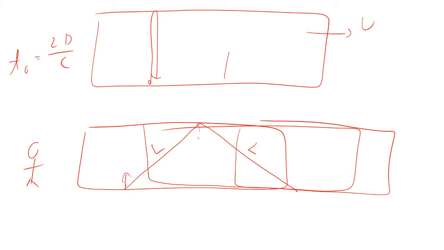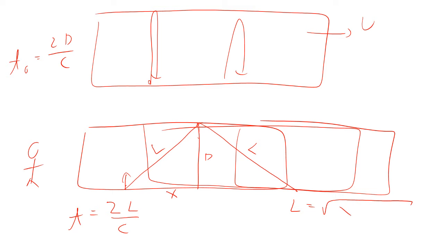If the box is not moving, then we know the time is going to be 2D over C, the time to get there and back. What about in this case? How long does it take? Obviously the time in this case is going to be 2L over C, so all we have to do is figure out what L is. If we call that distance X, and that's D, then L is the square root of X squared plus D squared. So what is X?